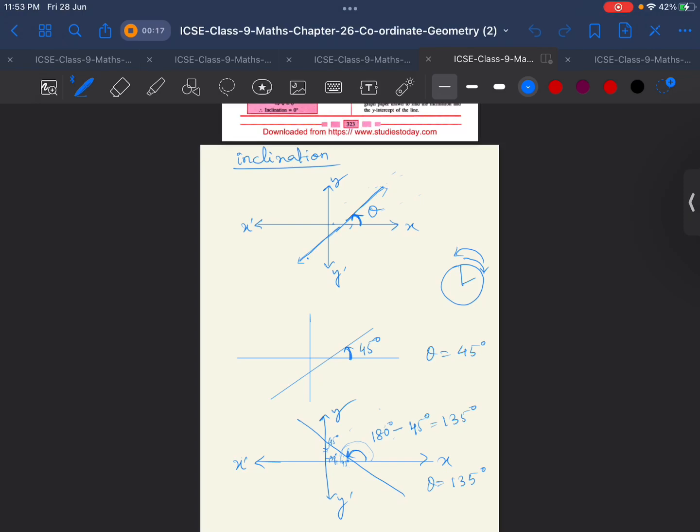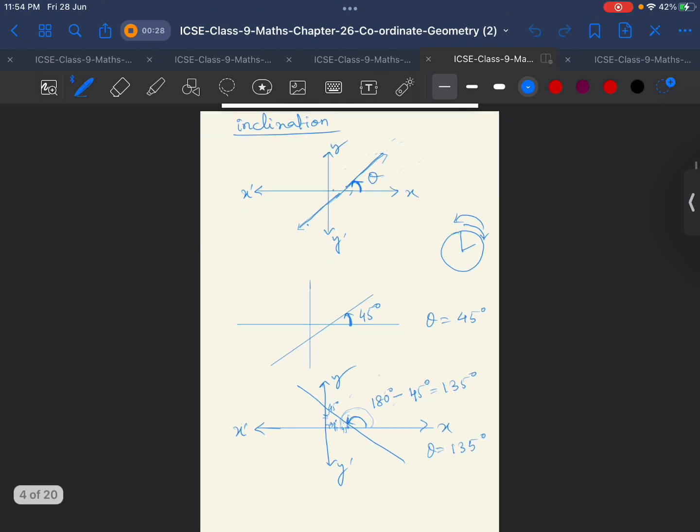Hello students, today we will discuss chapter 26C. In this chapter we will see the inclination, slope and intercept. Okay, so first we read what inclination is. What is inclination?